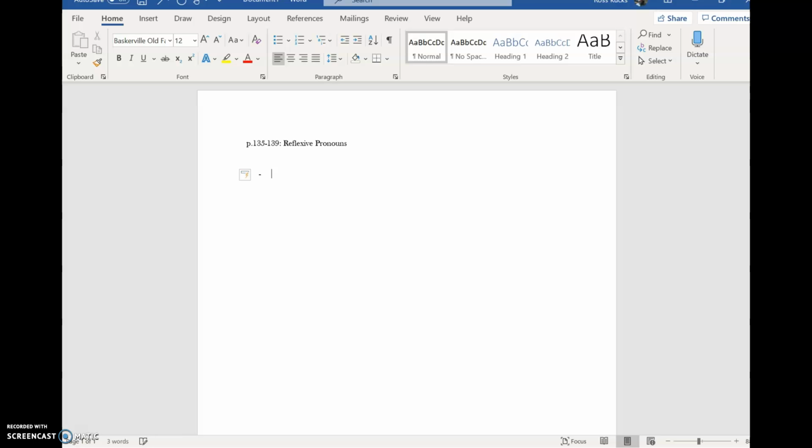Okay, so today we're talking about direct reflexive pronouns. I would like you guys to be taking notes as we normally would in class. So you should have your notebook out. You should be following the notes here. This is page 139. We're talking about reflexive pronouns. So we already know what a pronoun is, right? Pronouns replace nouns.